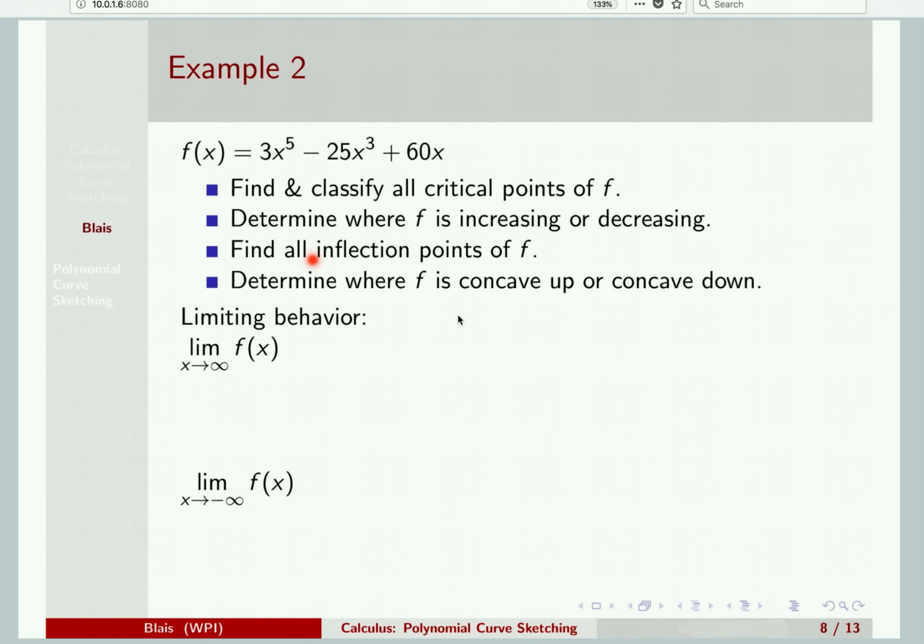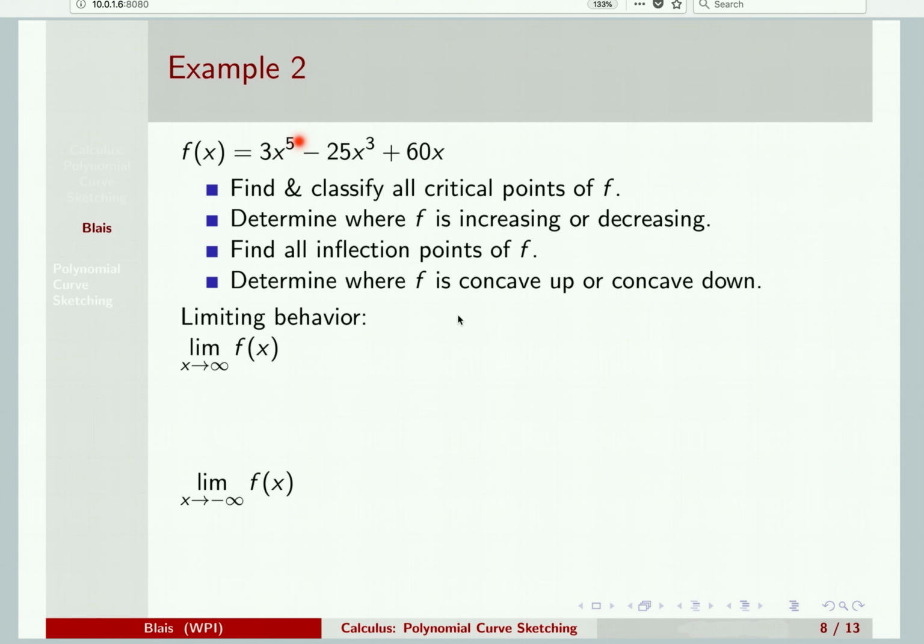We now look at our second example. So this is a higher degree polynomial, and the result will basically mean that we have more critical points than the first example. But we're going to go through the same exercise. Find the critical points, identify them. Where is f increasing? Where is it decreasing? What are the inflection points? Where is it concave up? Where is it concave down? And we'll graph it. So the first step here, limiting behavior.